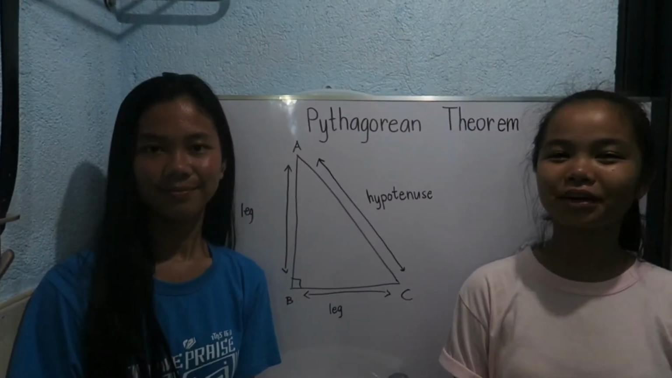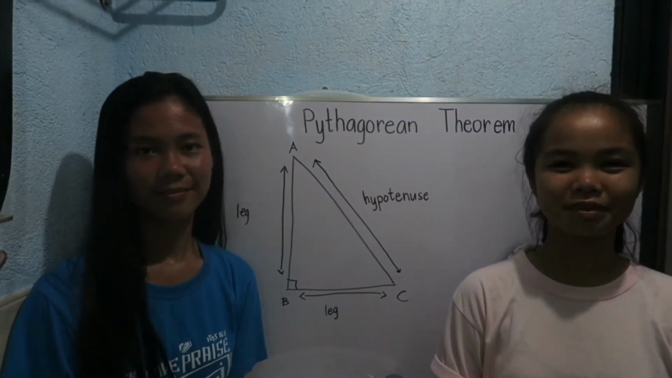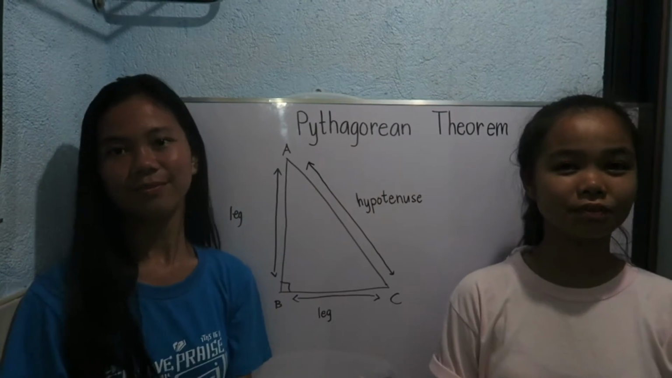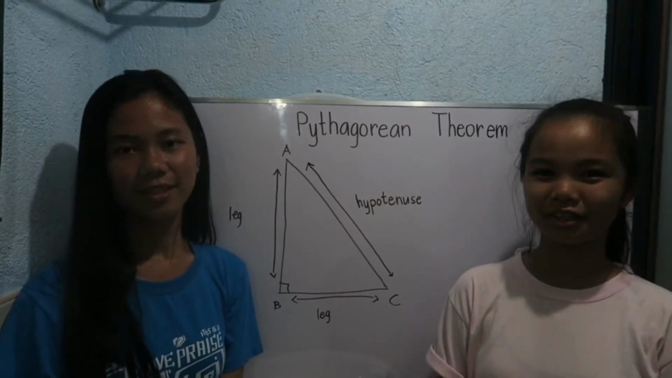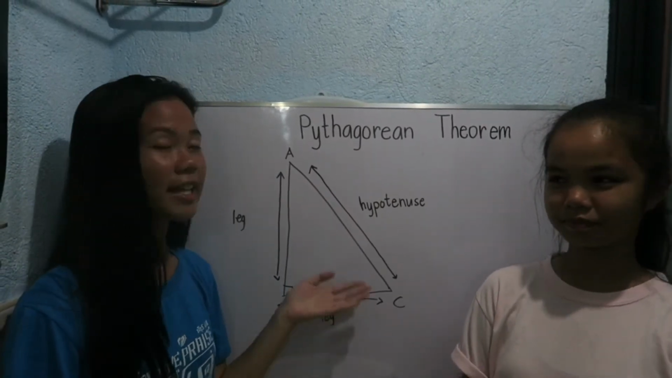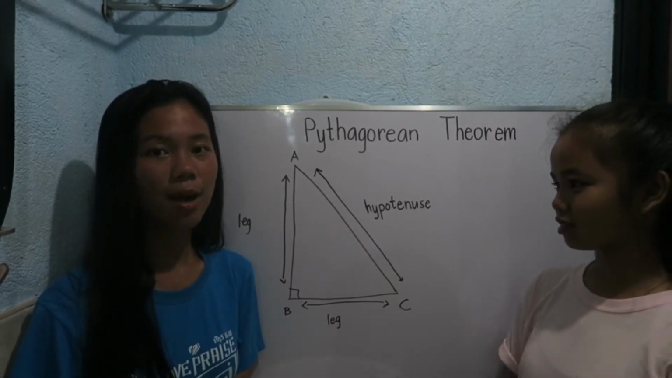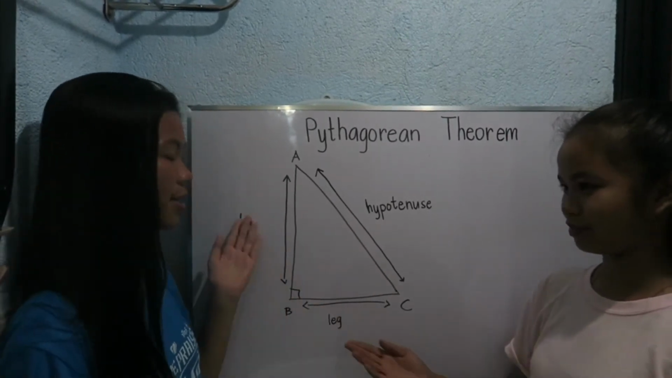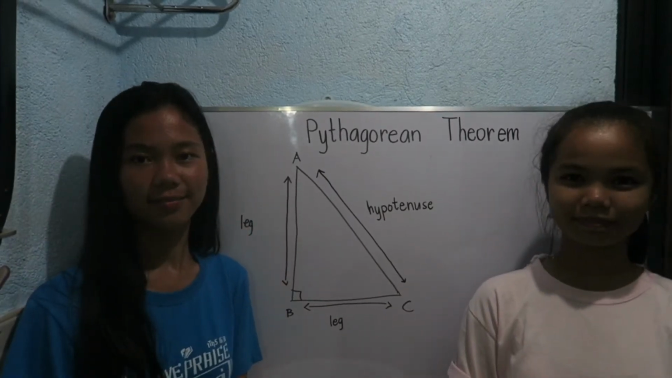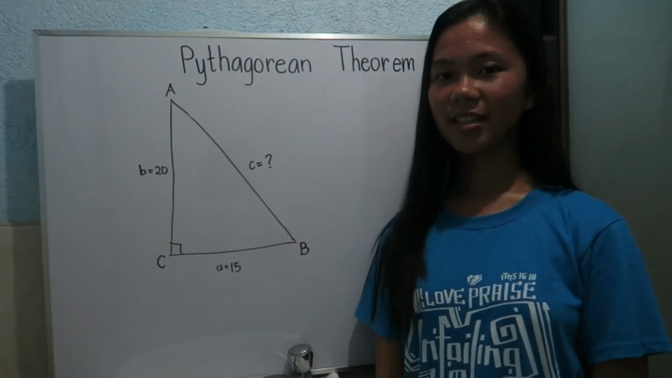Good day! We're going to discuss how to solve Pythagorean theorem. But first, what is Pythagorean theorem? In the right triangle, the square of the hypotenuse, which is the longest side, is equal to the sum of the squares of the other two sides, or the two legs. Now, let's have an example.